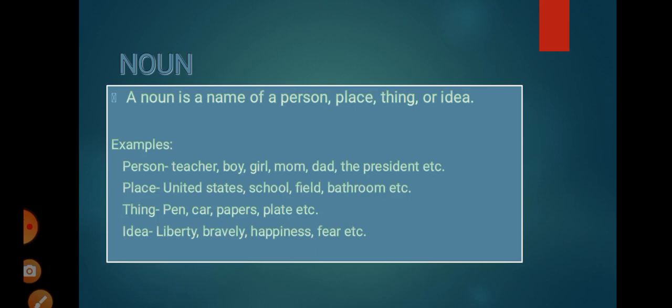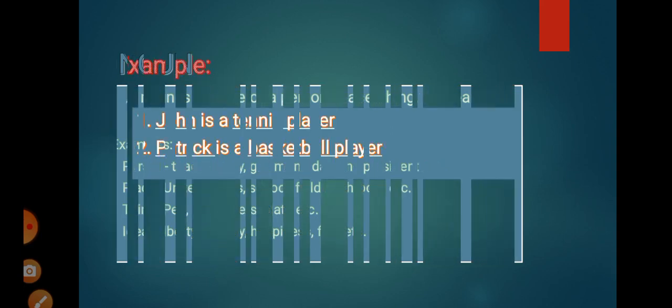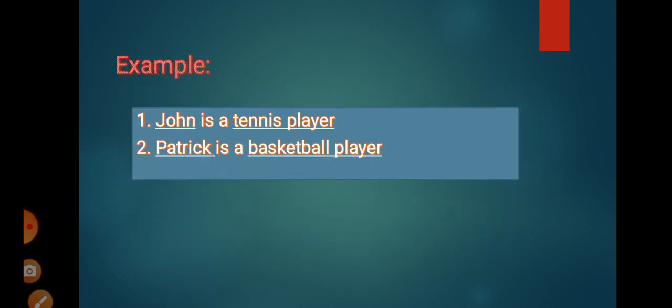So here is another example. John is a tennis player. As you observe in the first example, John is described as a person. As well as Patrick is a basketball player. Just like John, Patrick is described as a person.